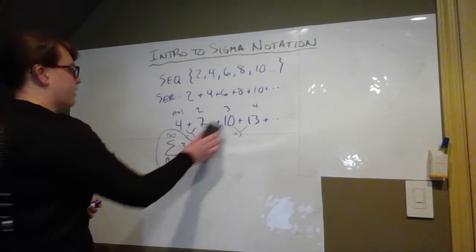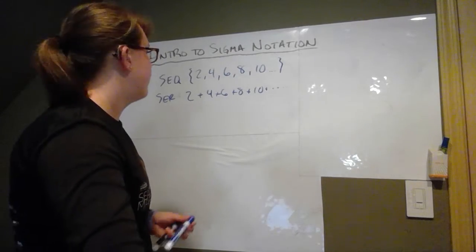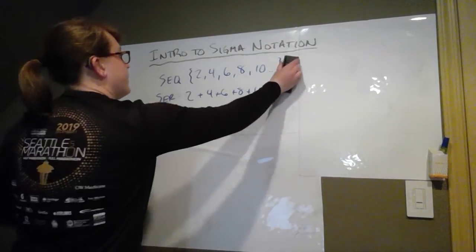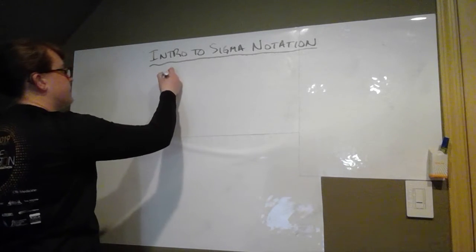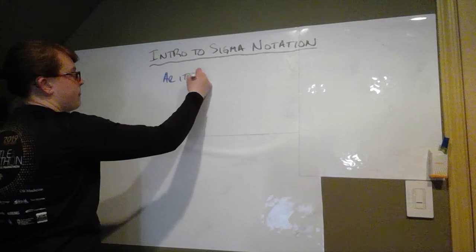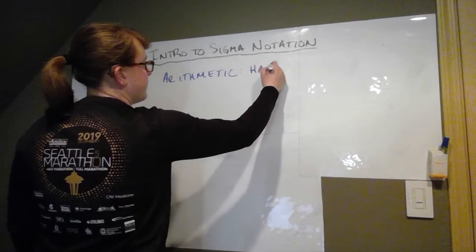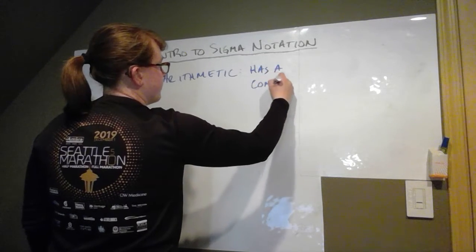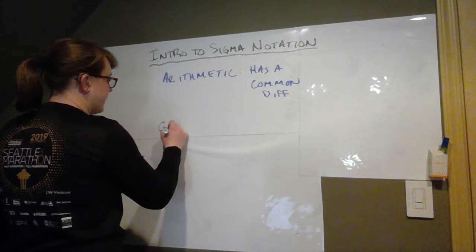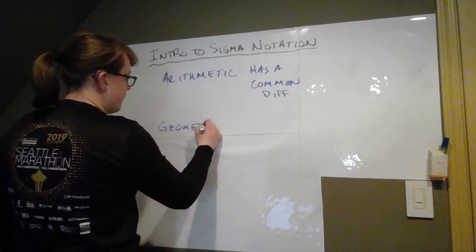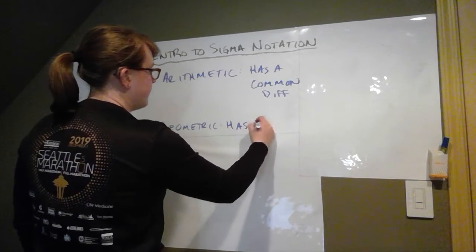So you might remember from advanced algebra talking about arithmetic and geometric series. So arithmetic is where we've got this common difference. It's going up by something each time. So it has a common difference. And then there's geometric. And that's where it's multiplied by something each time, and it has a common ratio.